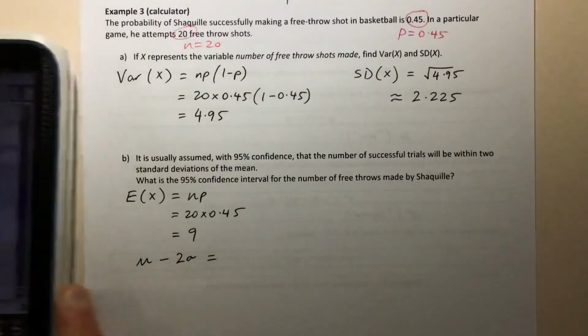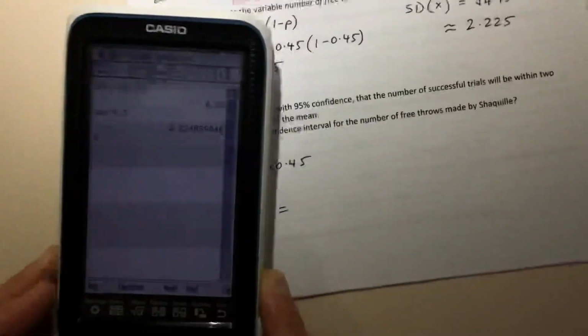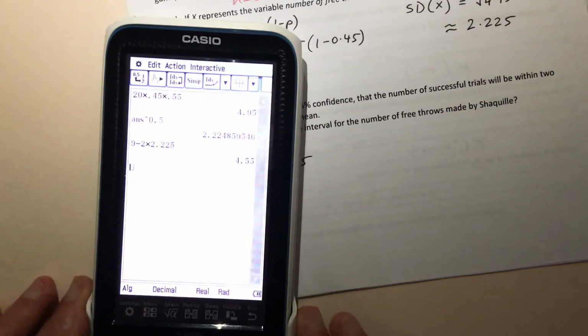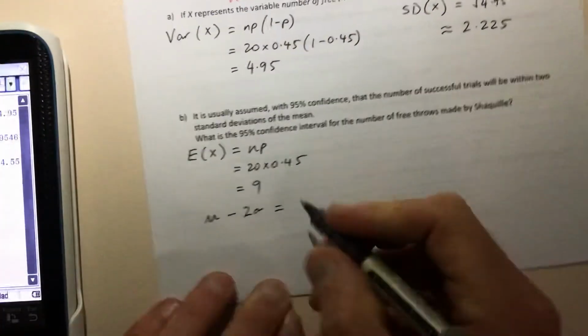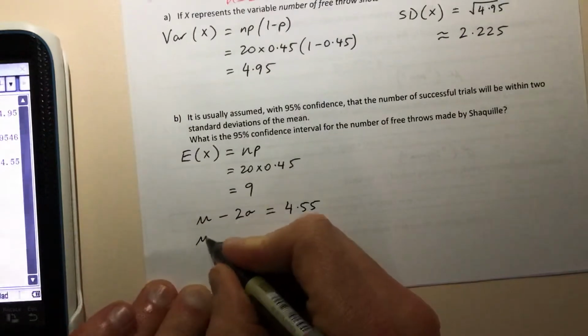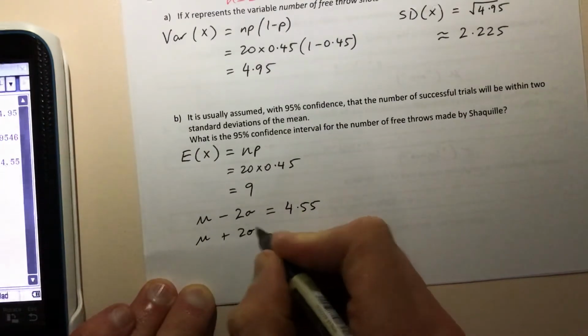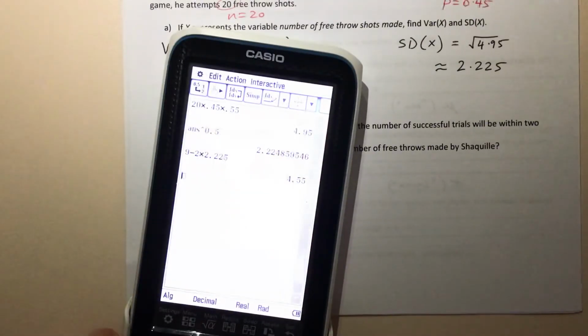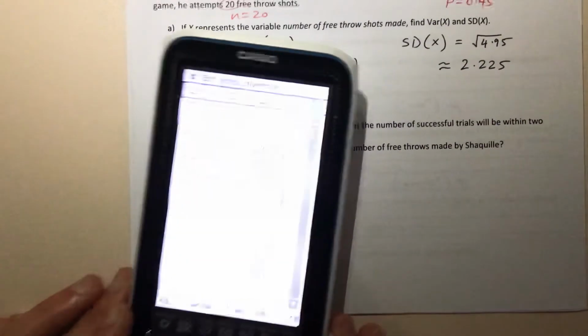All right, so on our calculators, we can do the mean, which was 9, minus 2 times the standard deviation. That gives us 4.55. And then the mean plus 2 lots of the standard deviation. So same calculation, but with a plus, gives us 13.45.